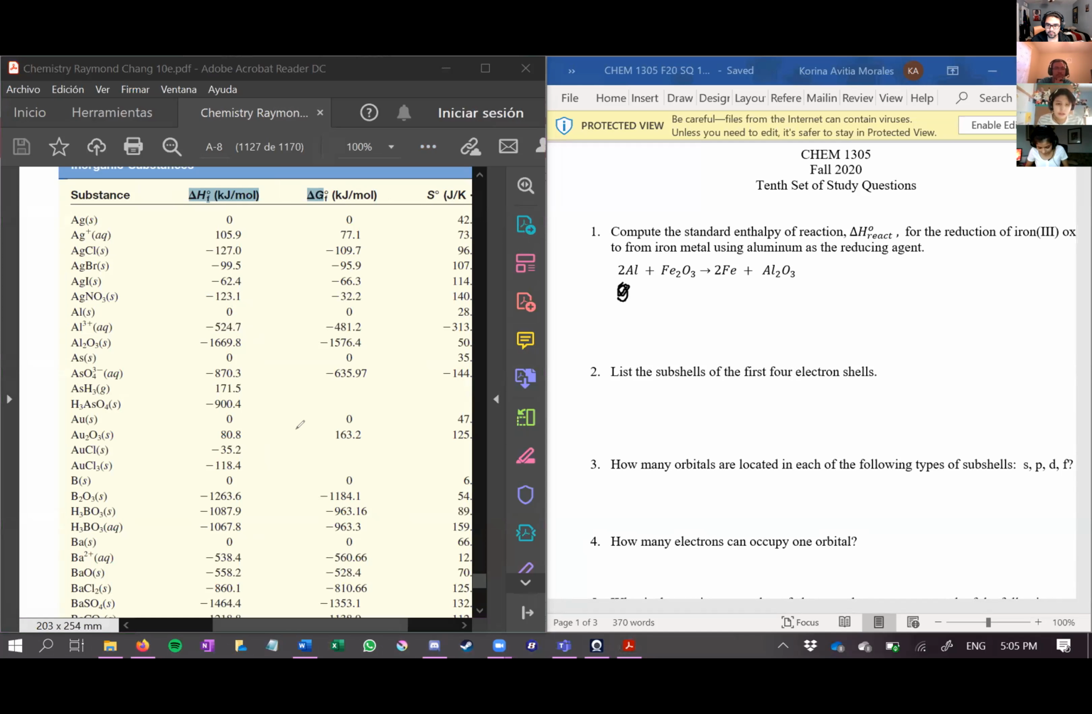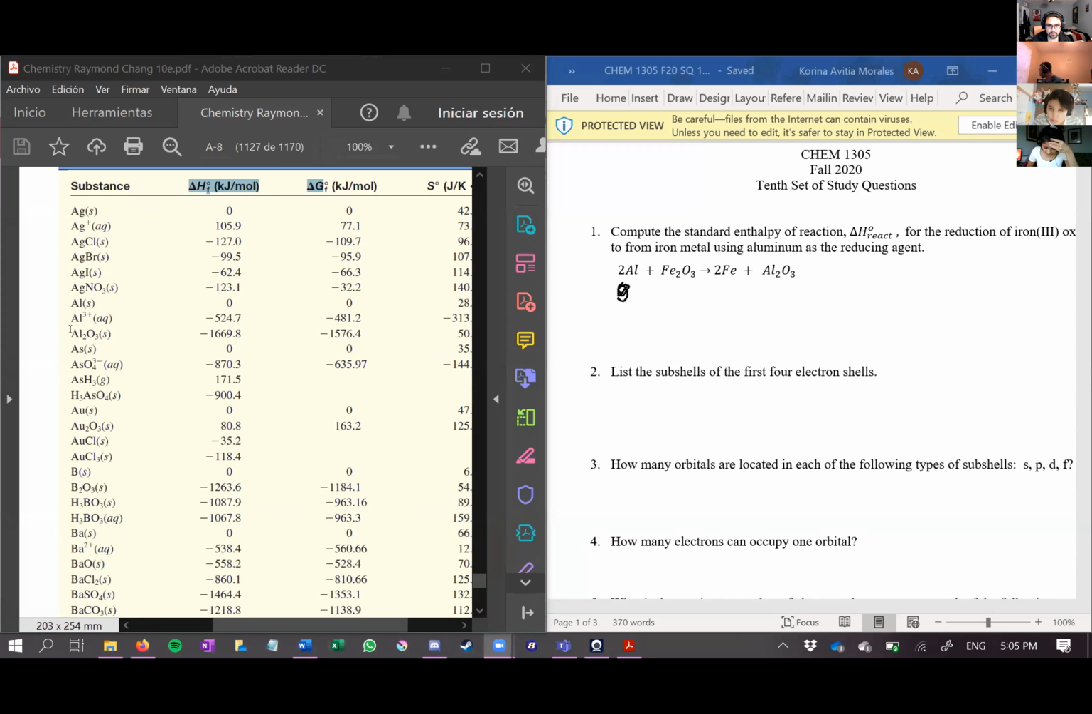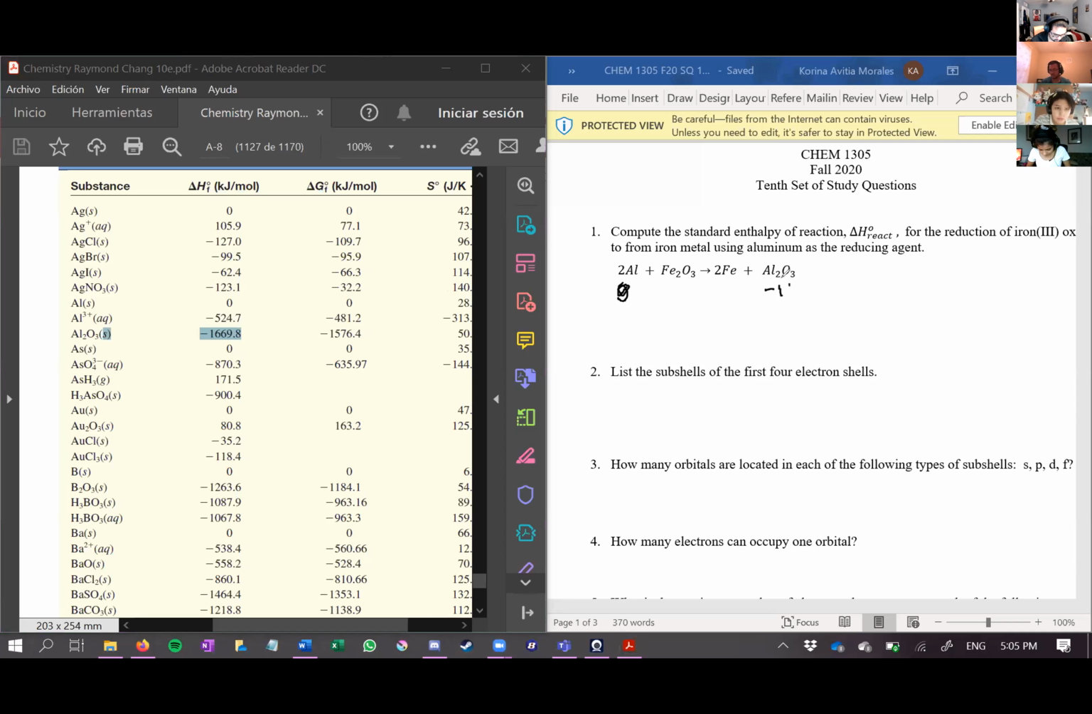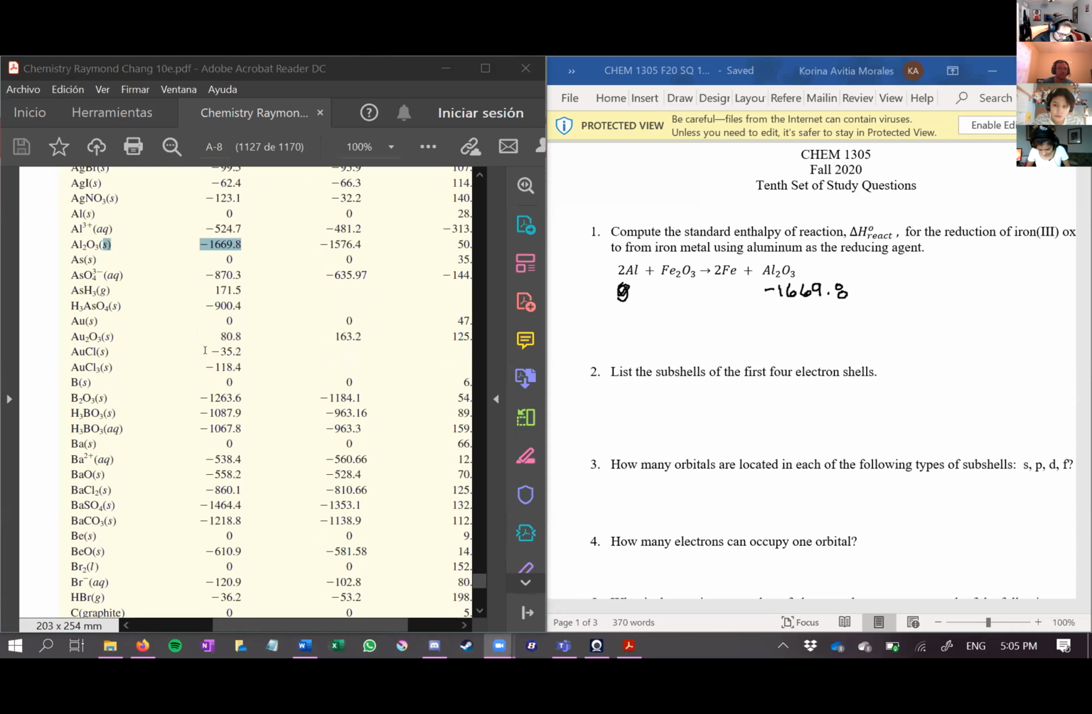My tablet hates me today. All right, let's look at aluminum oxide since we're already here. So here we have aluminum oxide, and we have this value. So we have negative 1,669.8. All right. Now let's move on to iron.